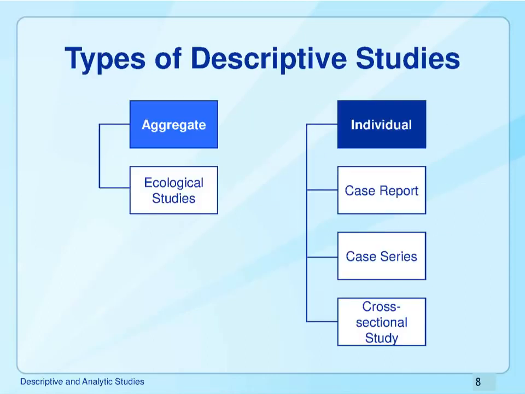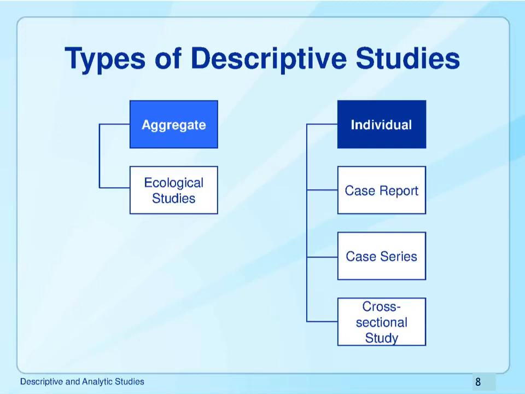Now let's talk about specific types of descriptive studies. Descriptive studies can be characterized by the types of data used in the study. Data at a group level, such as data derived from a city, district, county, or even an entire island, are referred to as aggregate level data. An example of aggregate level data would be the population growth rate for a country. Ecological studies are aggregate descriptive studies, and we'll talk more about what an ecological study is in just a minute.